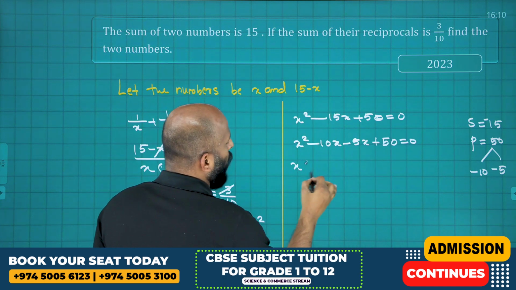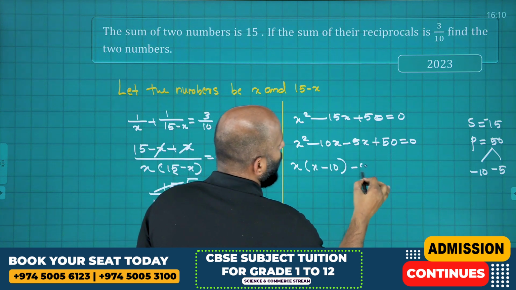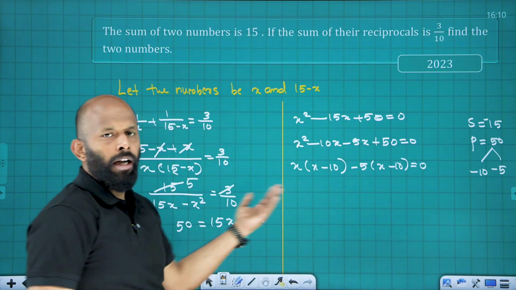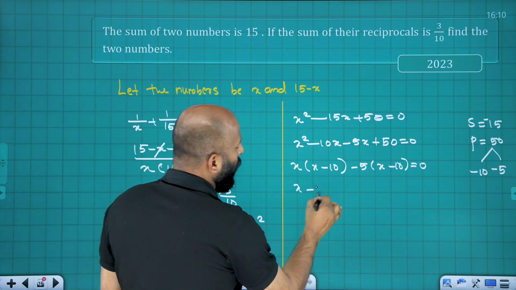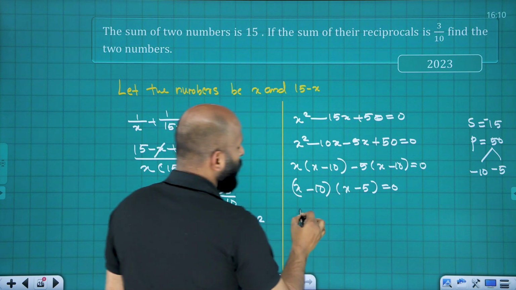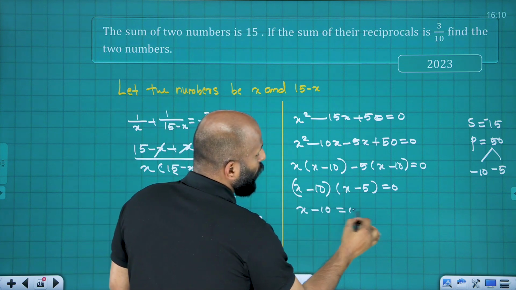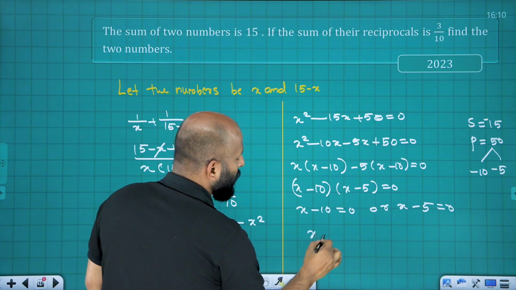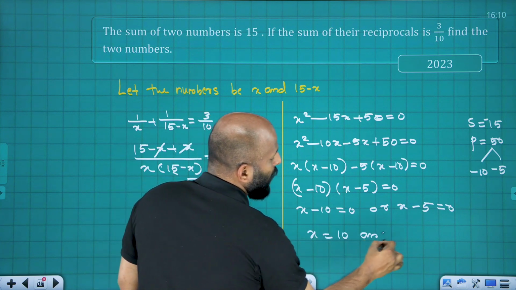Now we can take x common out. x into x minus 10 minus 5 into x minus 10 is equal to 0. Now we can take x minus 10 common out. x minus 10 into x minus 5 is equal to 0. That means x minus 10 is equal to 0 or x minus 5 is equal to 0. That is, x is equal to 10 and x is equal to 5.